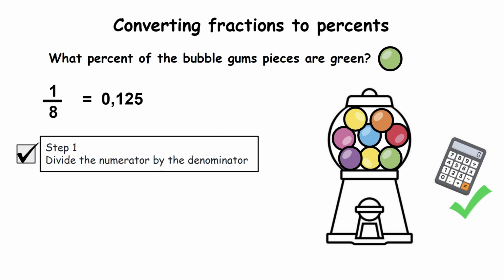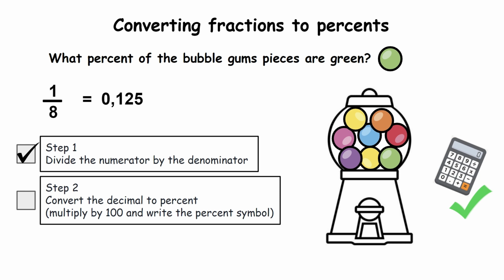And the second step is to convert the decimal value to percent, which is done by multiplying the decimal value by 100, which equals 12.5, and then writing the percent symbol. So the fraction 1 over 8 in percent form is 12.5%. So now that we know how to convert a fraction to a percent with and without a calculator, let's practice what we just learned by converting a couple more fractions.